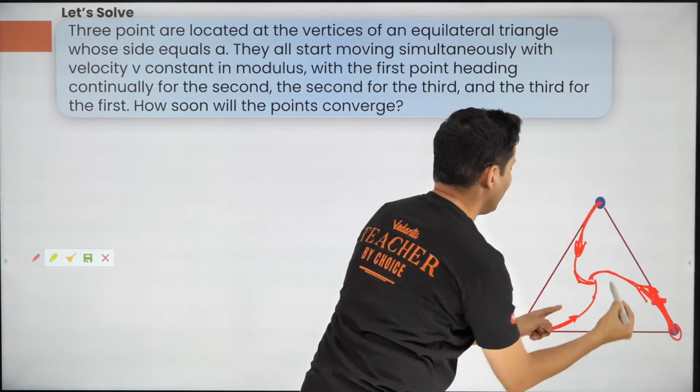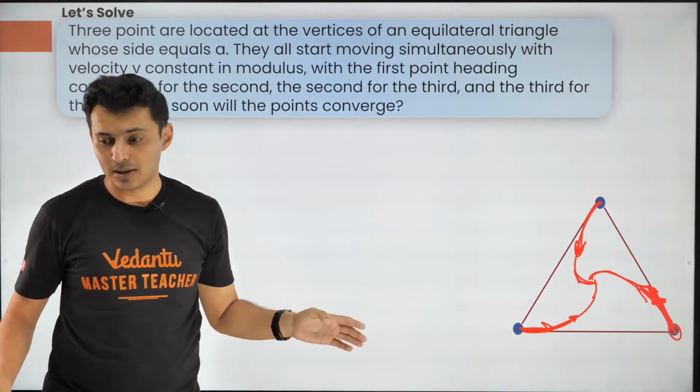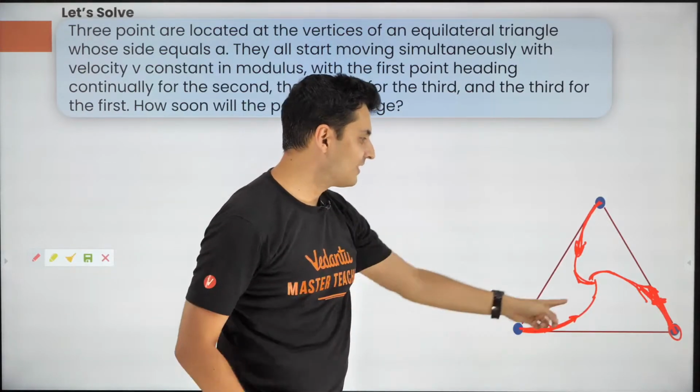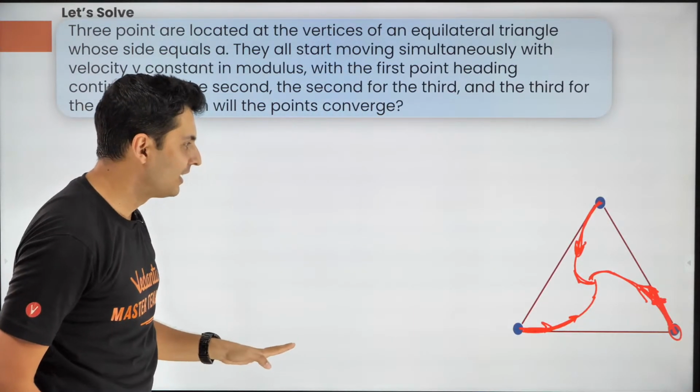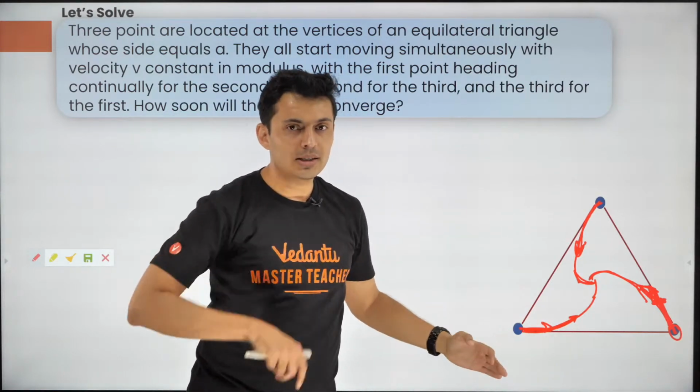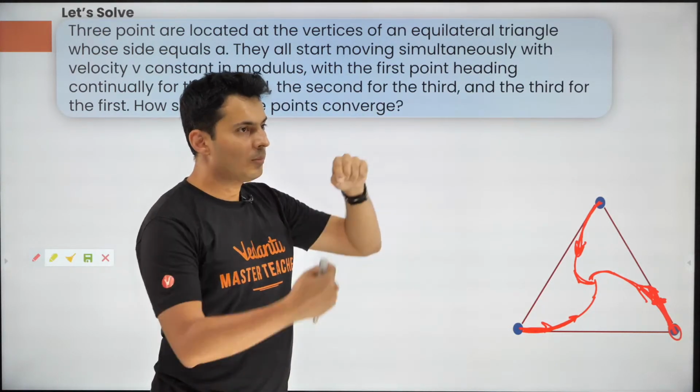So all their paths will be the same, curved. I don't know what the path is, but basically they will all converge at the same point. That's how it's going to look. Now, it's not so easy, trust me, because they are all moving in a curved path.